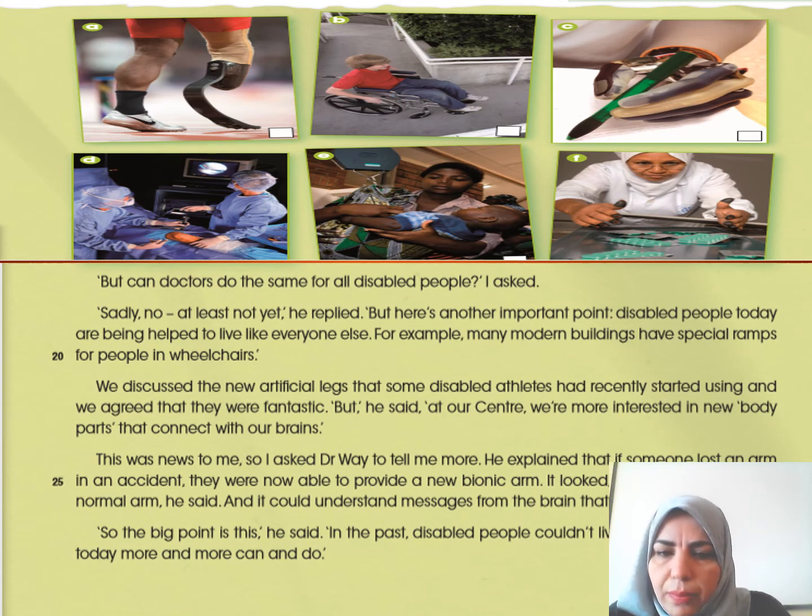It looked bent and turned like a normal arm, he said, and it could understand messages from the brain that made it move. So the big point in this, he said, in the past, disabled people couldn't live normal lives, whereas today more and more can do.